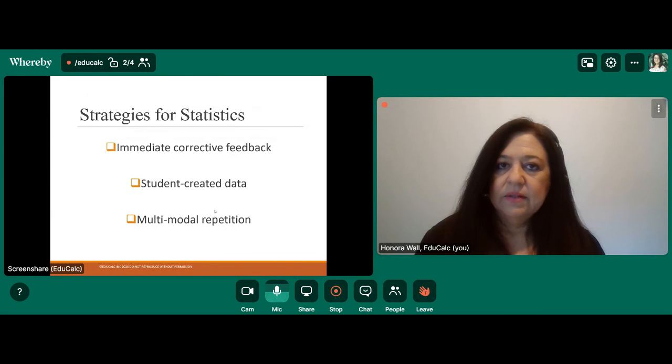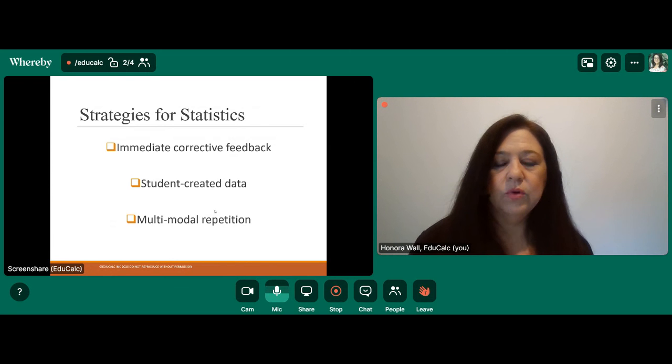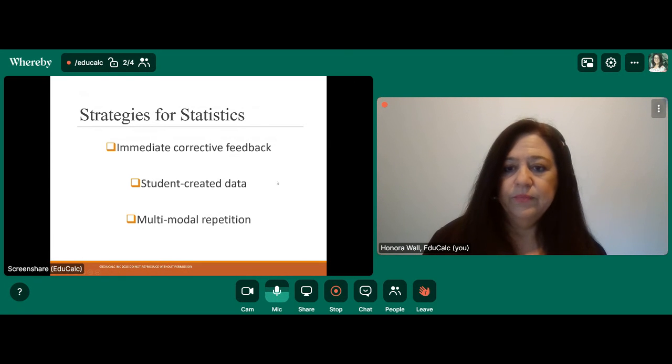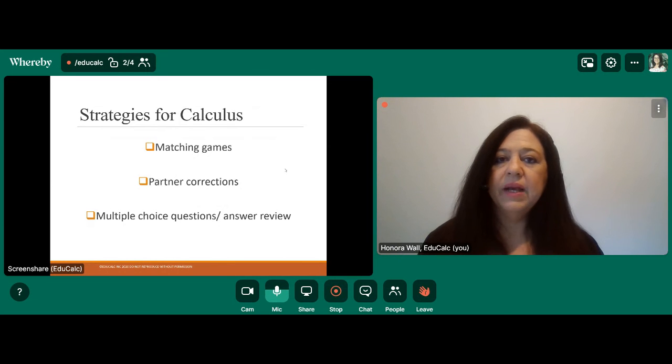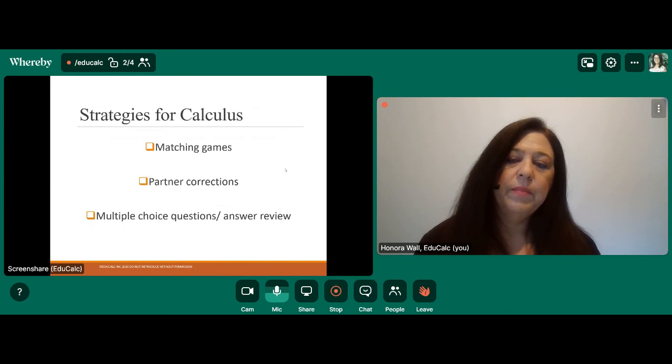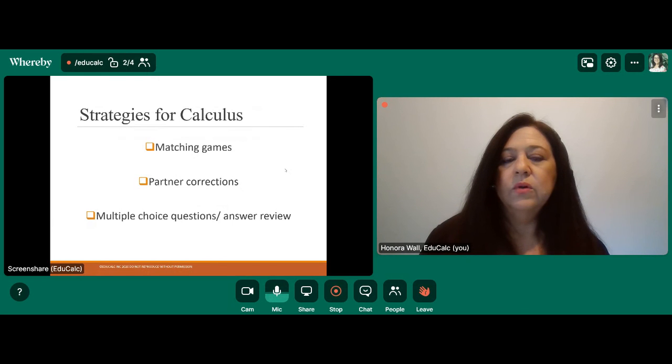When we talk about statistics, we're going to look at immediate corrective feedback, and there's some very interesting research that supports this as an instructional strategy. We're going to talk about how to use student-created data and multimodal repetition. When we talk about calculus, we're going to talk about the interesting research that shows how matching games are one of the best instructional methods for helping students match equations and graphs. We're going to look at the use of partner corrections and reviewing multiple choice answers, not only the questions, so that we can engage students more fully in the lessons.